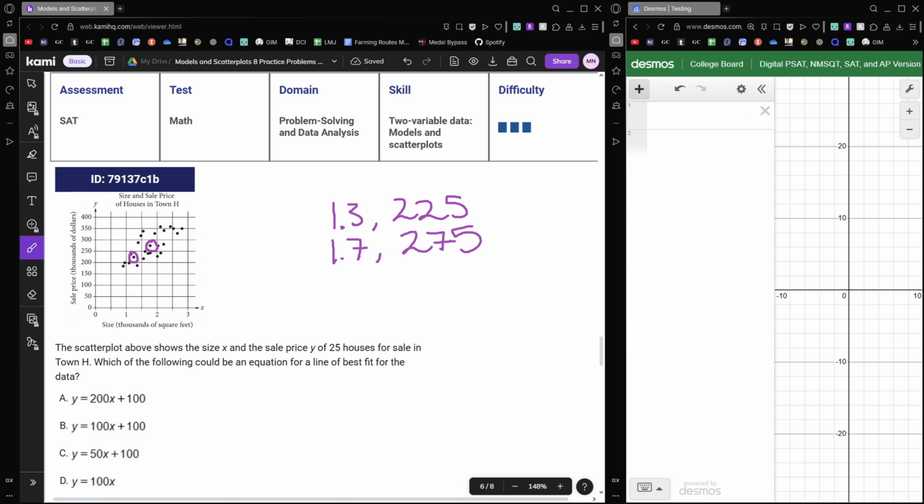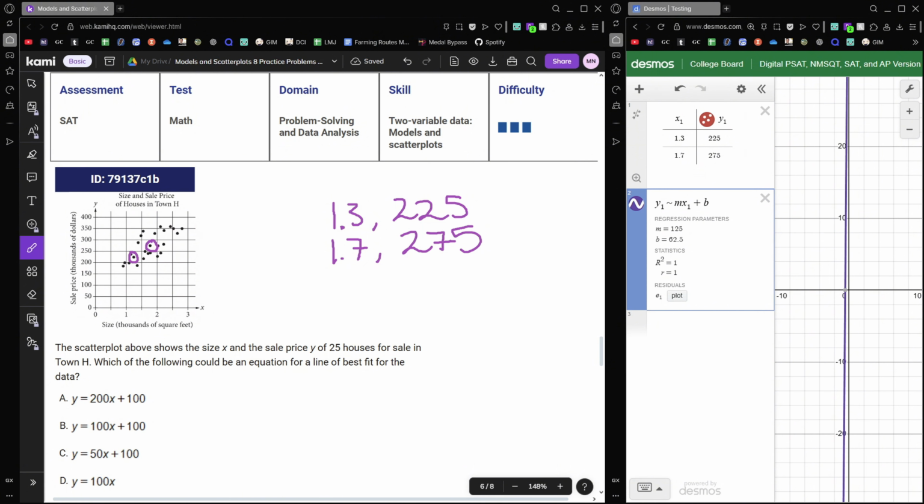First up, you want to click the plus sign at the top left to insert a table and then type in the points. Now that we have the points typed in the table, the regression equation is y1 ~ mx1 + b. And we get that m is roughly equal to 125 and b is equal to 62.5. So the answer that's closest to this will be B.